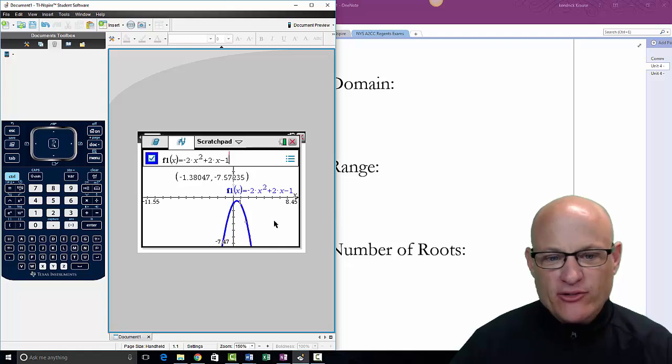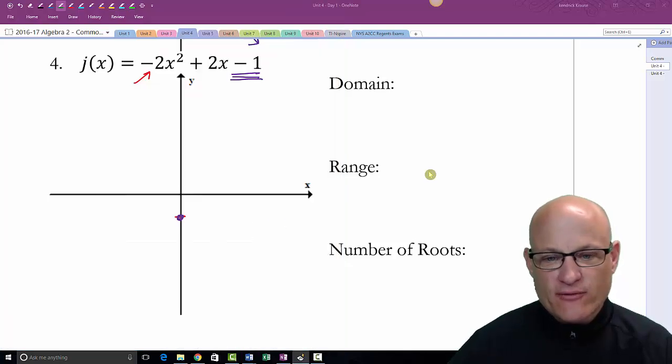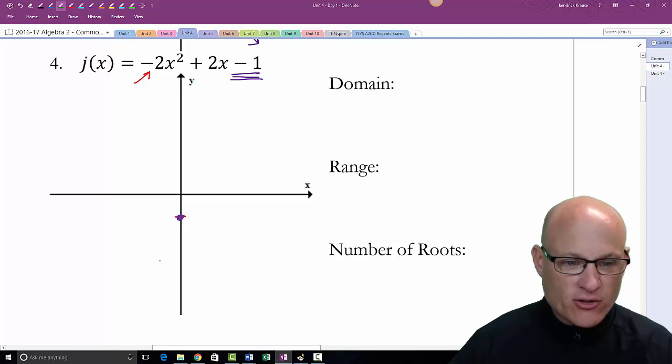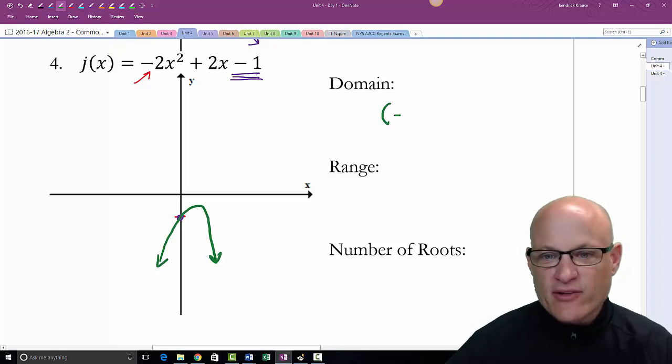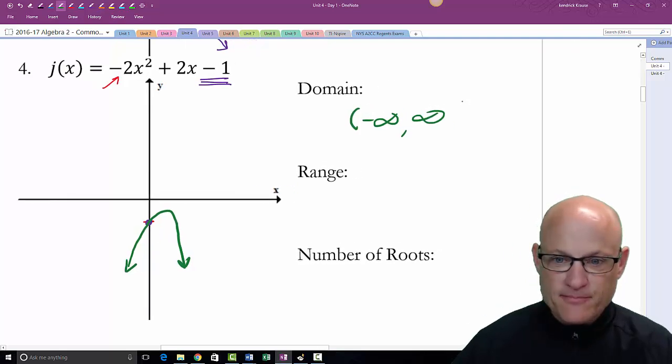As far as domain and range goes, it goes forever and ever to the left. It goes forever and ever to the right. Let me draw this thing in here. It's going to go like this. So I was just wrong on which side of the y-axis it was, but it draws like that. So the domain is negative infinity to positive infinity.